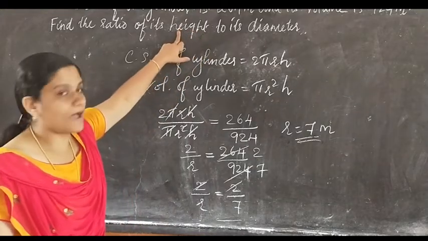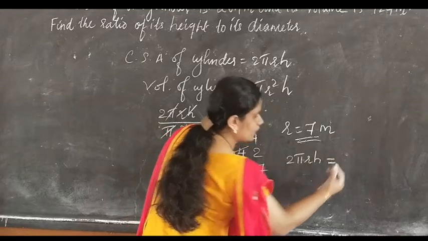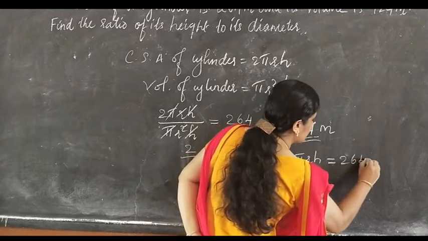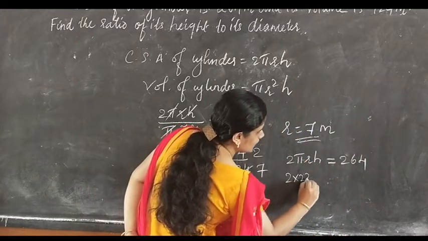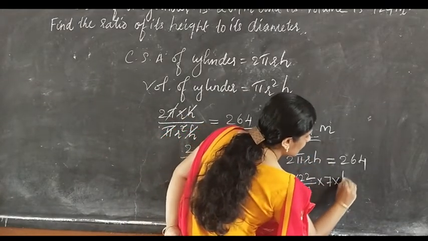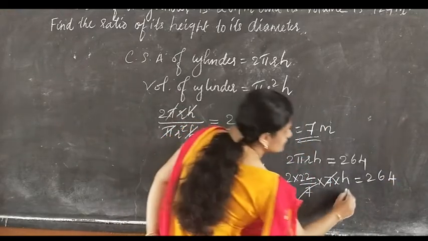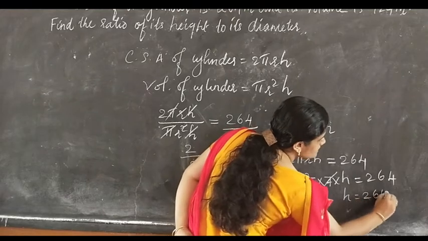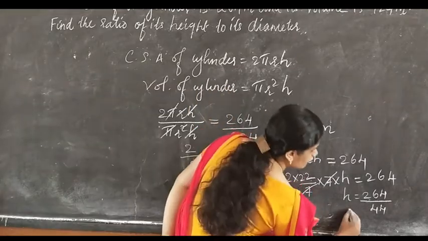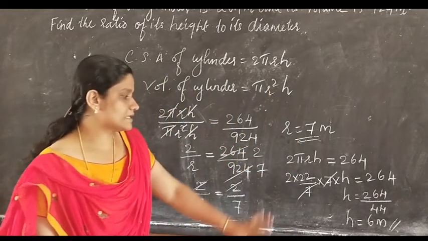So for finding this height, we can just use CSA, 2 pi r h, is equal to CSA, which is how much? 264. Therefore 2 into 22 by 7 into what is radius? 7 into height is equal to 264. 7 and 7 got cancelled. Therefore h is equal to 264 divided by 44. Okay. Therefore h is equal to 6 meter.